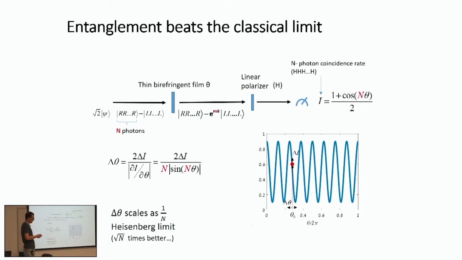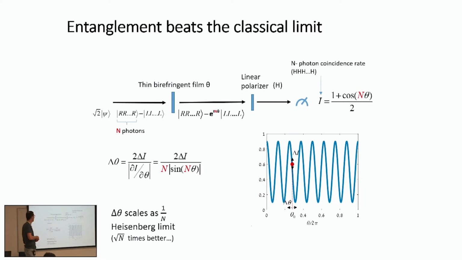It turns out that if we use entangled light, we can do better, okay? If we take those n photons and put them in a superposition, an entangled state of n times R minus n times L, now when this state passes through the thin film, it will obtain n times theta. And when we project this state through the polarizer and measure the coincidence rate of n photons, the function will scale as n times theta.